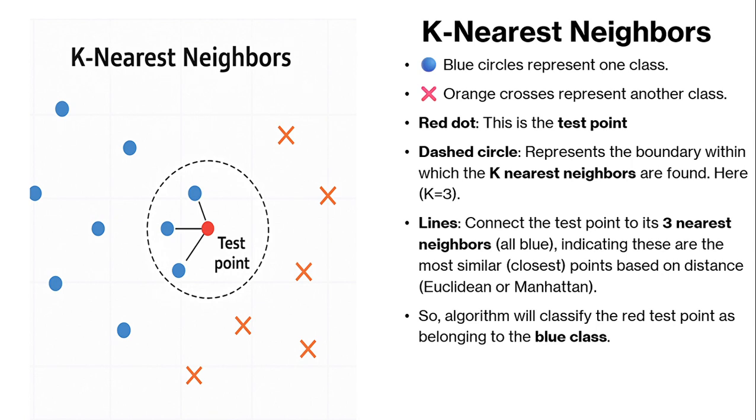So the algorithm will classify the red test point as belonging to the blue class. Assuming we have two blue and one orange cross, there's no classification as red and blue at the same time; it has to be one classification. In this case, the classification is blue, because the three blue circles are clustered around the red test point.